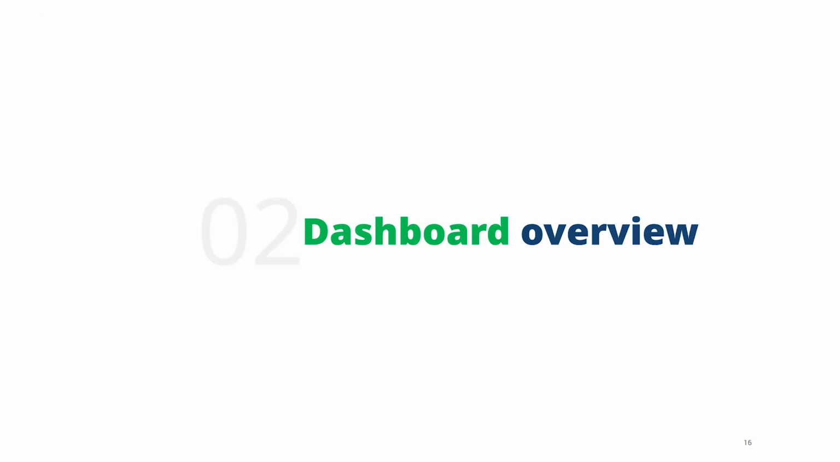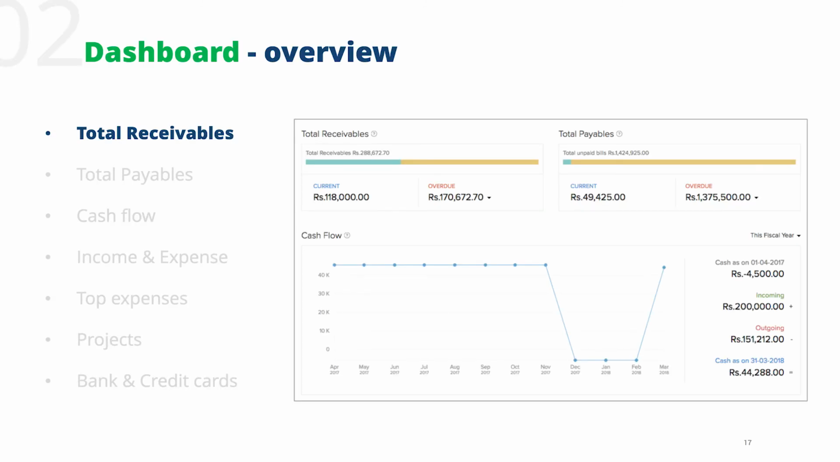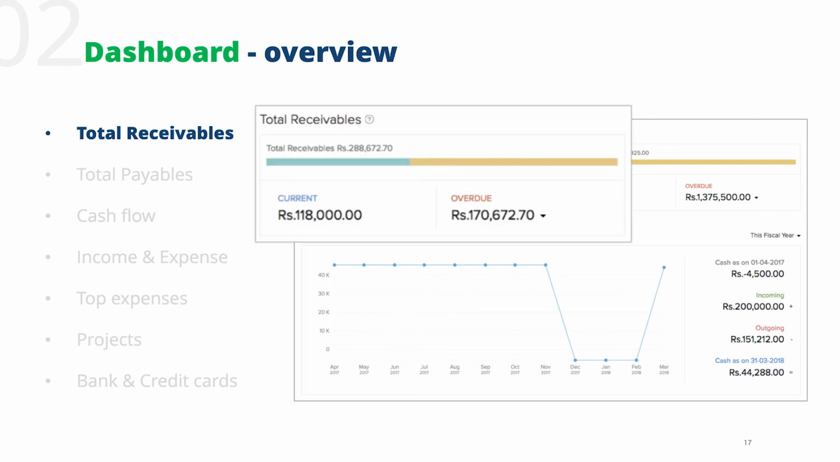Let's move on to the dashboard. The dashboard is essentially the first thing we would see once we log into our Zoho Books account. Also, this gives a bird's eye view of what is going on in our business on a day-to-day basis. It fetches real-time data from business transactions and shows us the following components, such as total receivables. This part gives us the current receivables and the overdues. I require this to keep a check on my customer overdues.